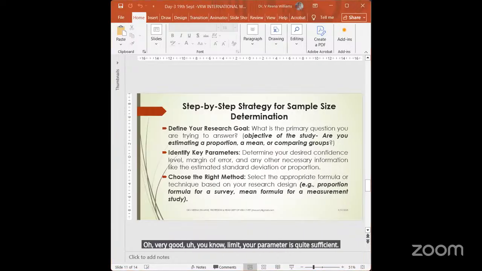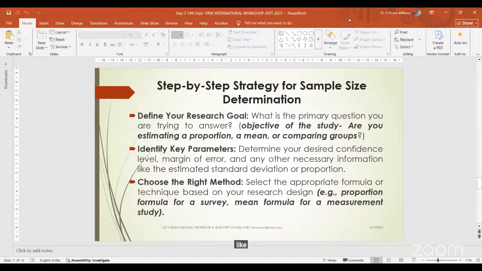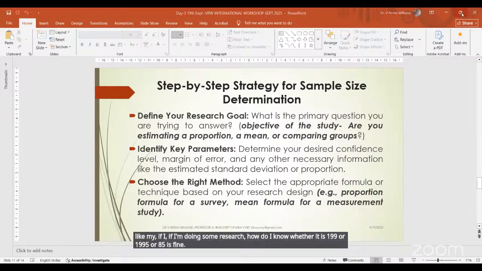So how do we decide this limit? Like, if I'm doing some research, how do I know whether it is 99 or 95 or 85 is fine? See, that is what I said.